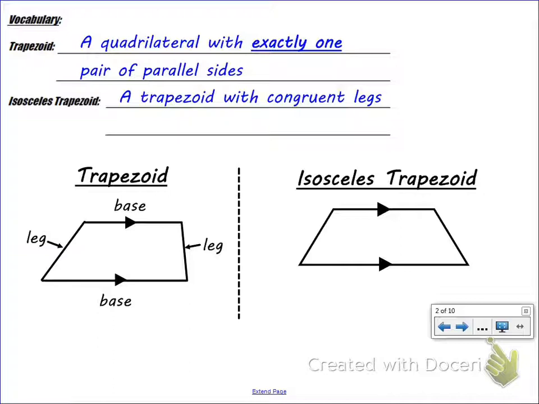Our second vocabulary word would be isosceles trapezoid. An isosceles trapezoid is a trapezoid with congruent legs. So this right here is an example of our isosceles trapezoid on the right. We have our one pair of parallel sides that are opposite from each other, and then we notice our two legs right here, which are congruent to each other. Just like an isosceles triangle has two congruent sides, an isosceles trapezoid has a pair of congruent legs.